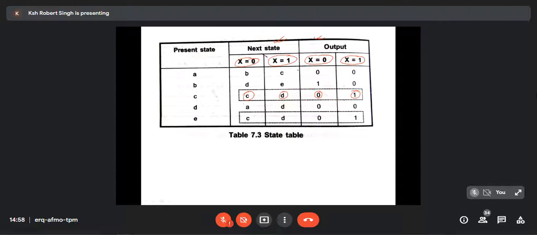And same thing, from E also, it is going to C again. From C also, it is going to C. From E also, it is going to C. And it is going to D under same condition, same condition, same condition.